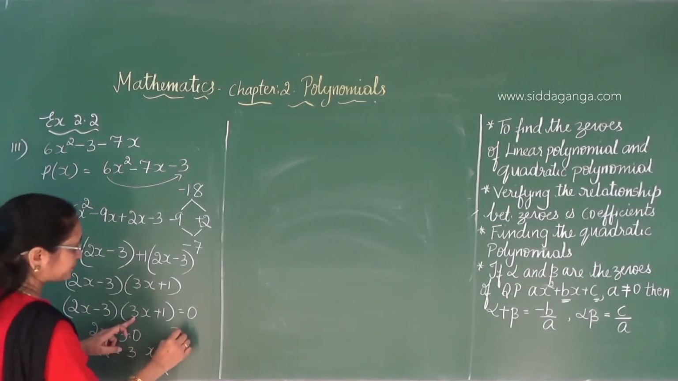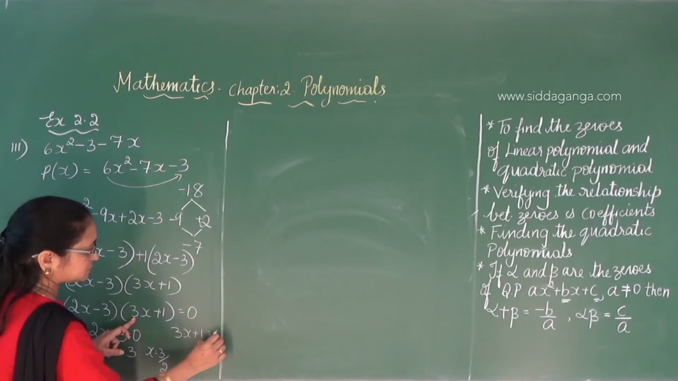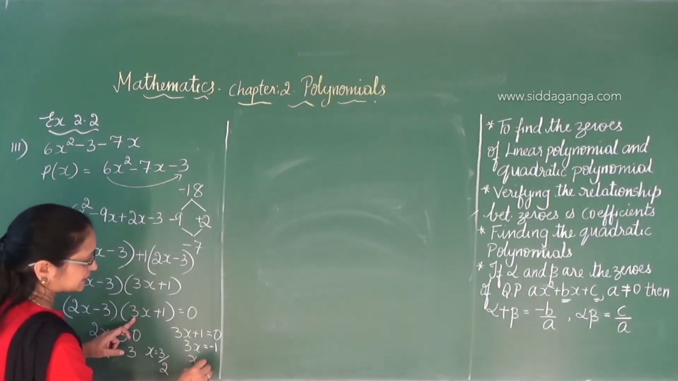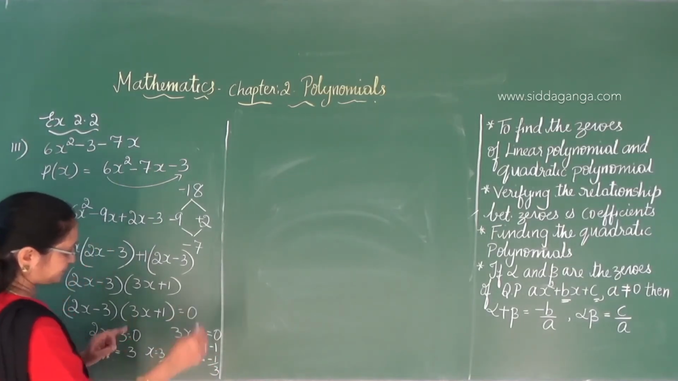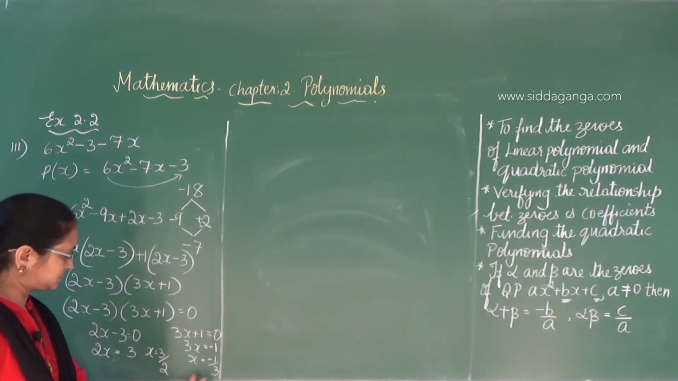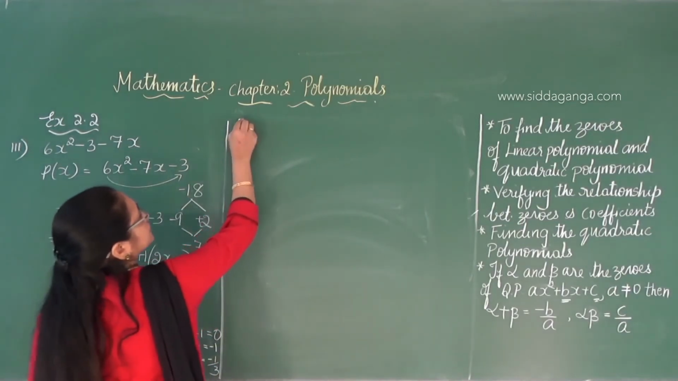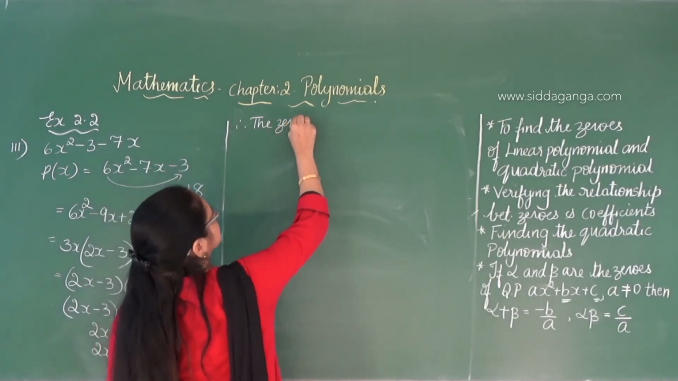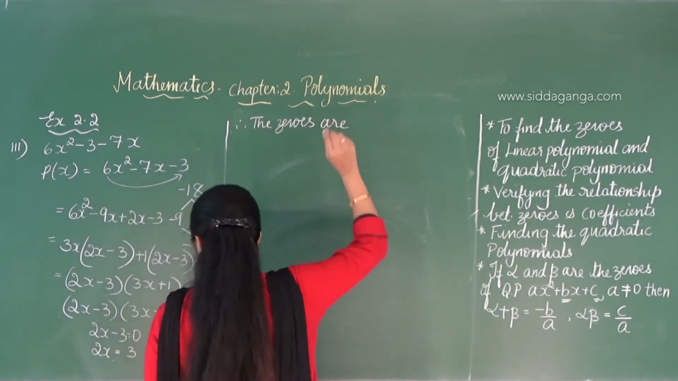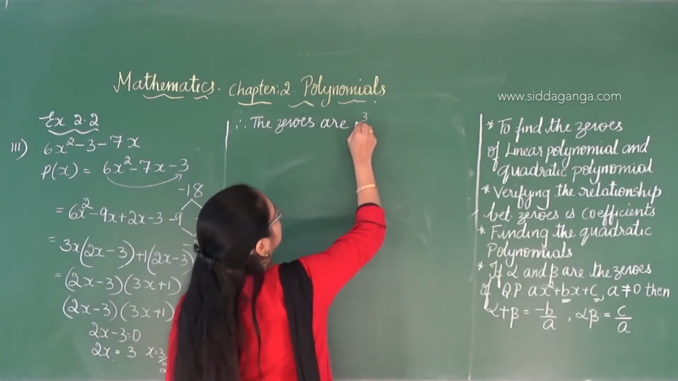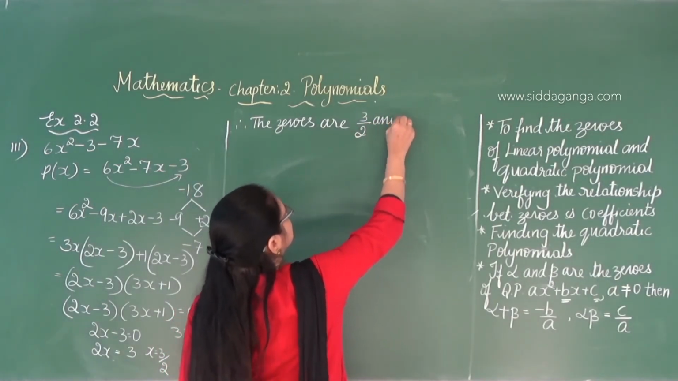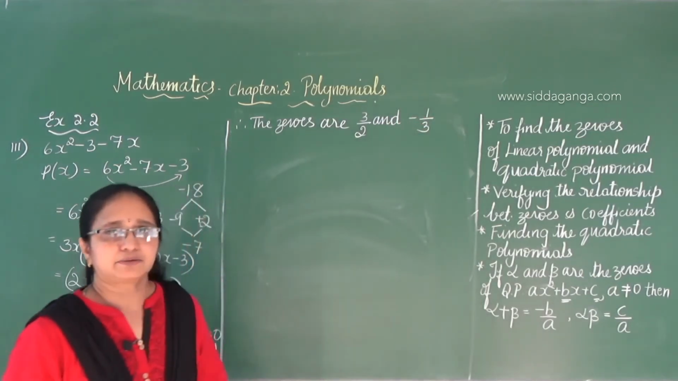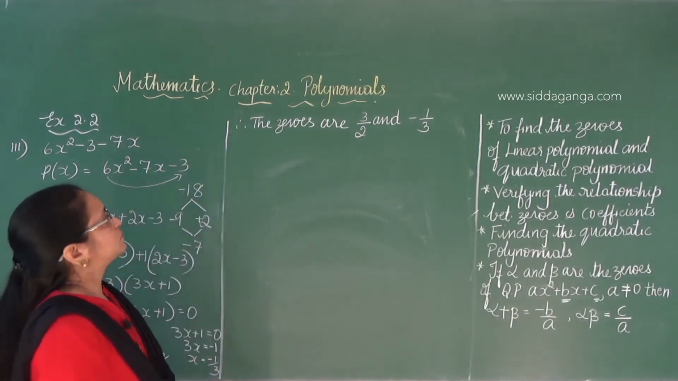Same way here, 3x plus 1 is equal to 0. So 3x is equal to minus 1 and x is equal to minus 1 by 3. Therefore the zeros are 3 by 2 and minus 1 by 3.